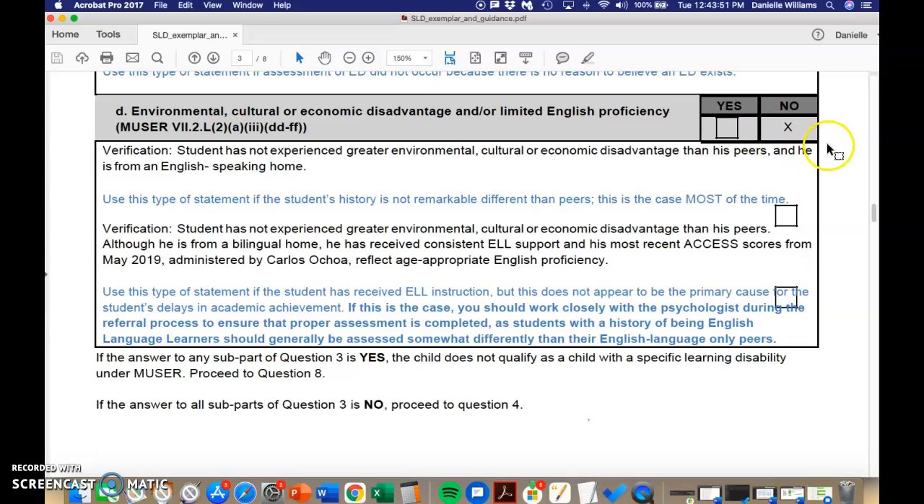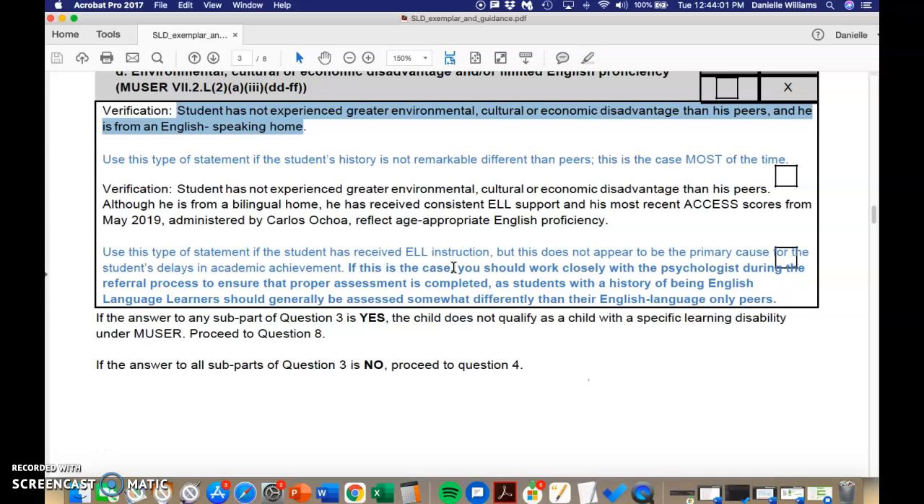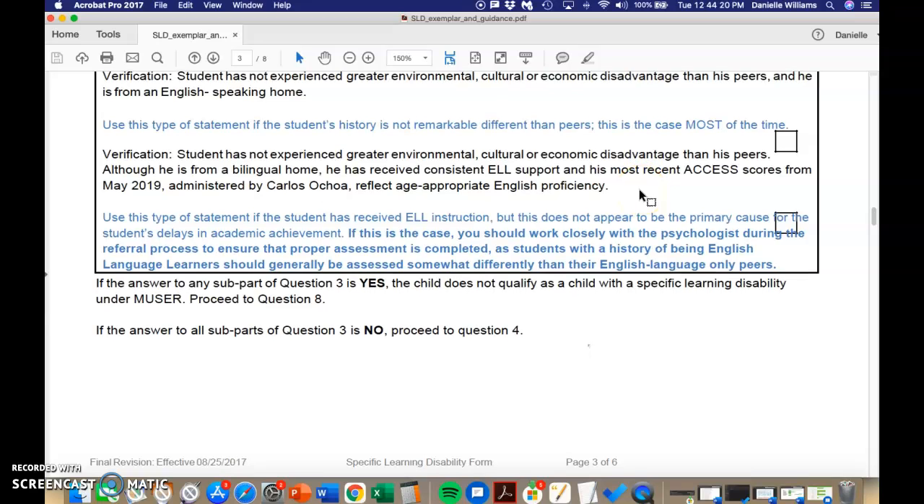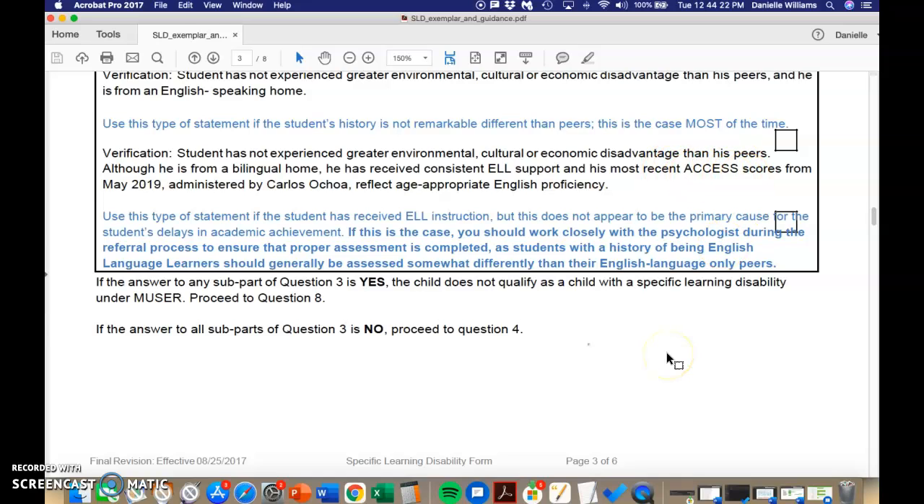D is typically a quick one. We very often say no. Most of the time, the verification is going to be this statement here. If you have a student who is an English language learner, using a statement like this one down here is probably more appropriate. So including a statement such as, although he's from a bilingual home, and then you're going to reference things like the ELL support that the student receives and what ACCESS scores look like, which is the test that the ELL teachers generally give to our English language learning students.